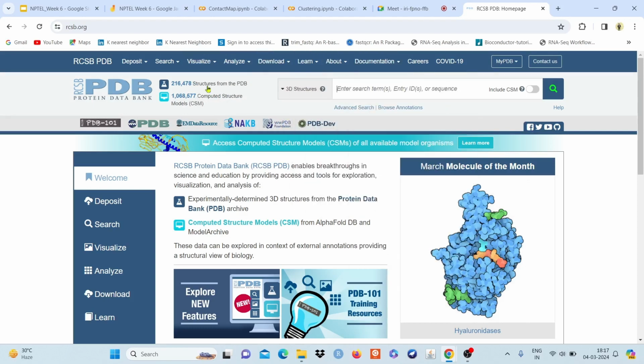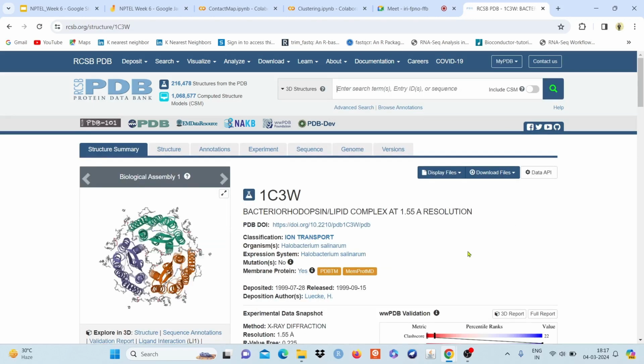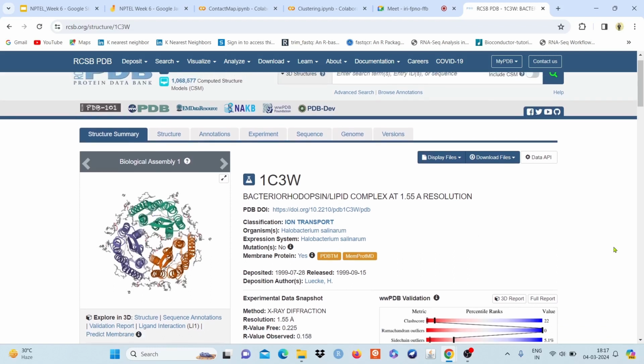In the top center, you can see the search bar, which shows enter search terms, entry IDs or sequences. Let me, for example, take the PDB ID 1C3W. This is the results page for 1C3W. The first tab stands for structure summary, followed by structure, annotations, experiments, sequence, genome, and versions.